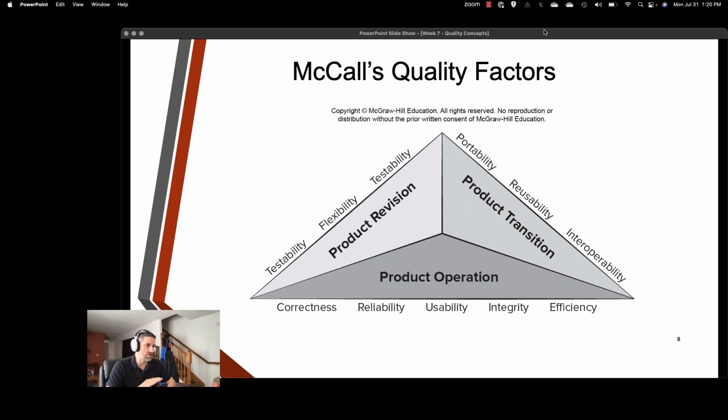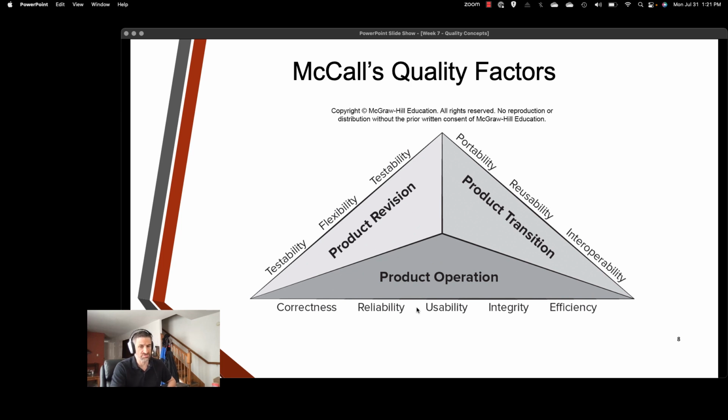All right, so McCall's came up with some cool quality factors that I'm going to walk through. First off, they're divided into three categories: product operation, product revision, and product transition. So in product operation, we have correctness, meaning the software must meet its specified requirements and functions without errors or faults. Reliability, the software utilizes system resources effectively and efficiently to achieve its intended tasks in a reliable manner.